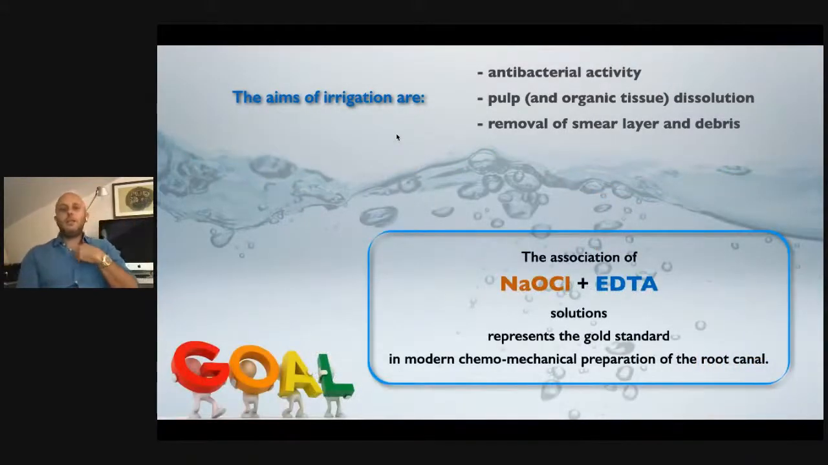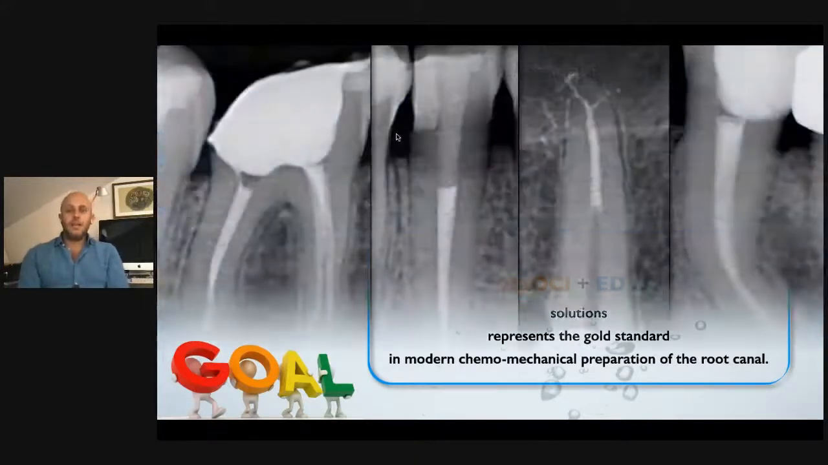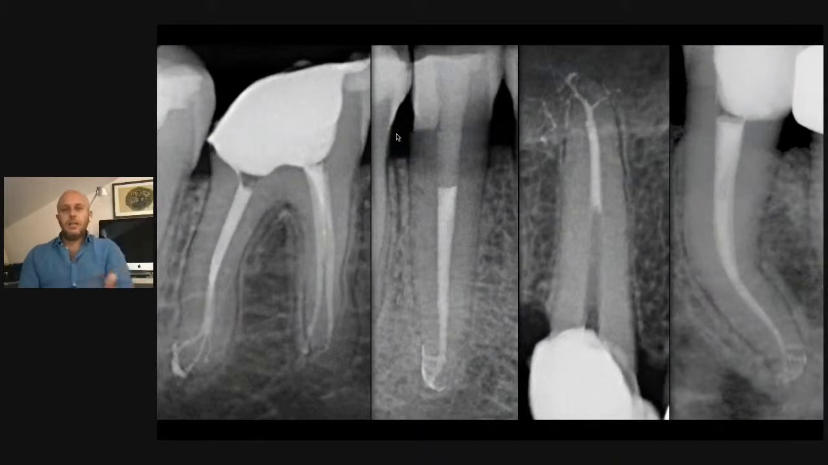Today we know perfectly well that the gold standard in modern endodontics is given by the association of sodium hypochlorite and EDTA. What we can do is to improve their effectiveness in order to clean and disinfect the endodontic space in the best way possible. And what we want to obtain are X-ray images like those, with complex apical deltas cleansed and filled, with lateral canals, with healthy teeth.